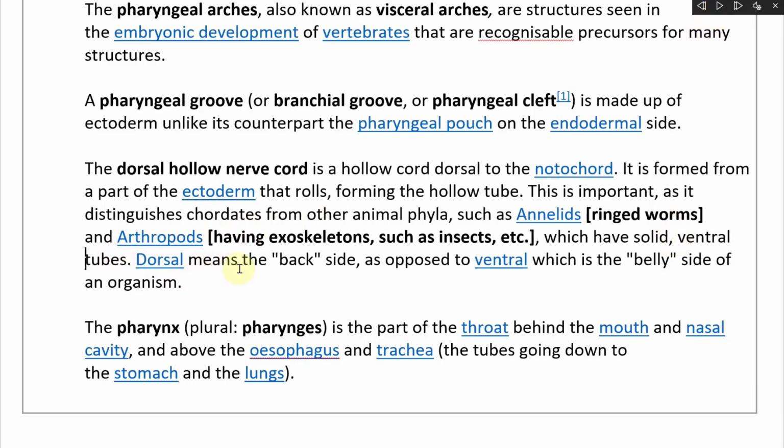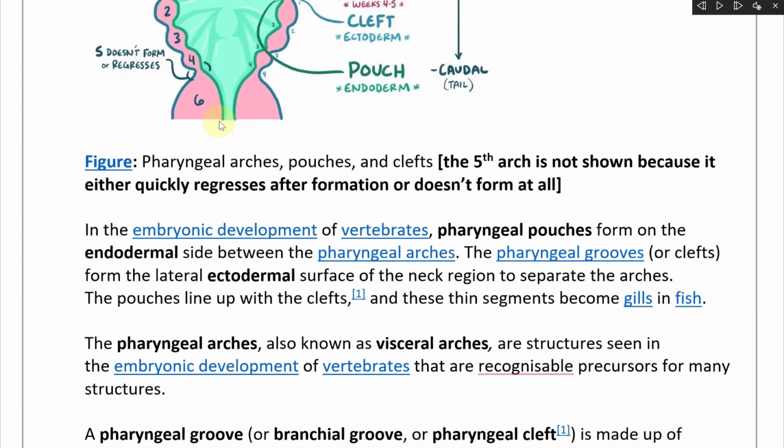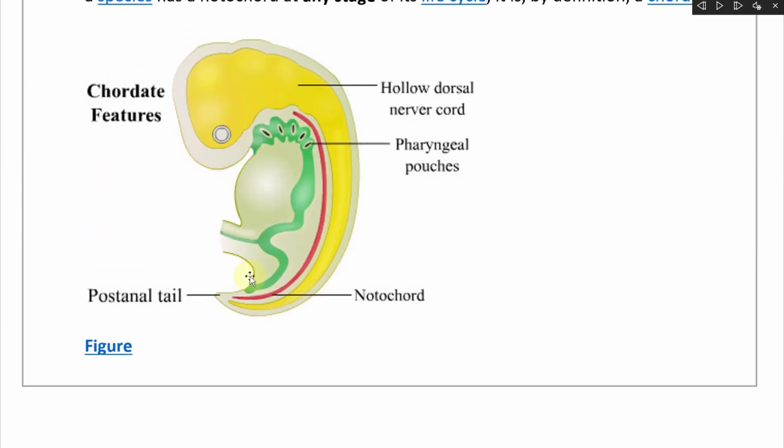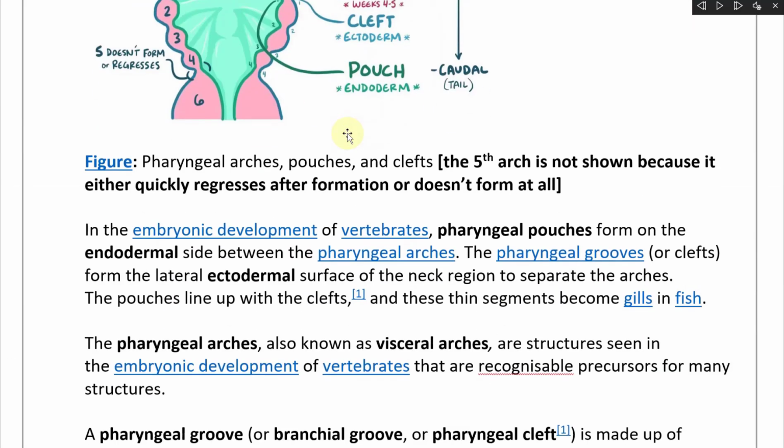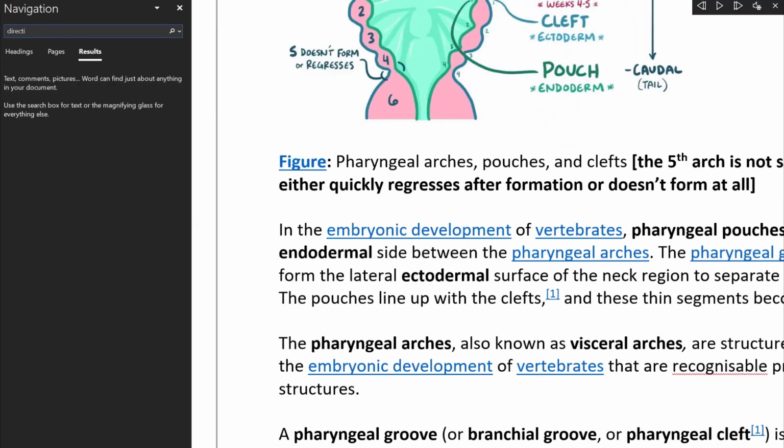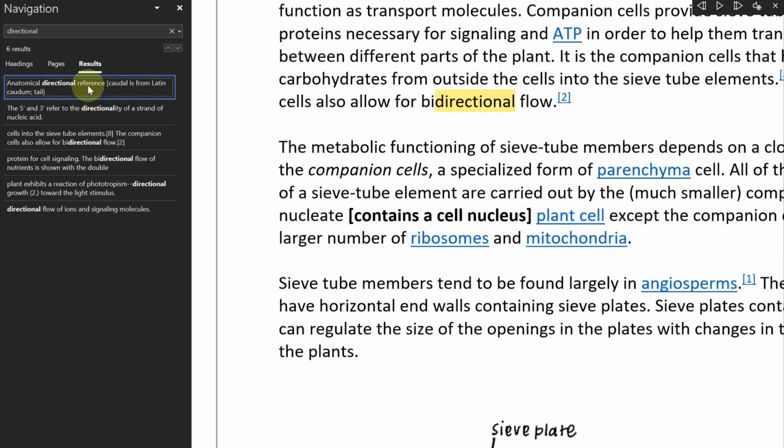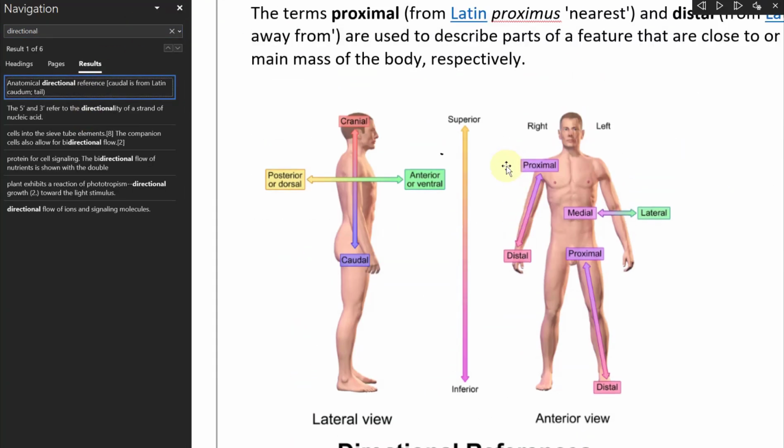Ventral tubes. Dorsal means the back. Yeah, the backside. So dorsal means the backside, as opposed to ventral, which is the belly side of an organism. And you can see this is behind it. The belly would be in the front here, and this is behind. So hollow dorsal nerve cord. And we could see that directional setup we had earlier. So we go to anatomical directional reference, and they should have it here. Yes, so ventral is in the front, dorsal is back, or posterior or anterior, etc., which is quite interesting.